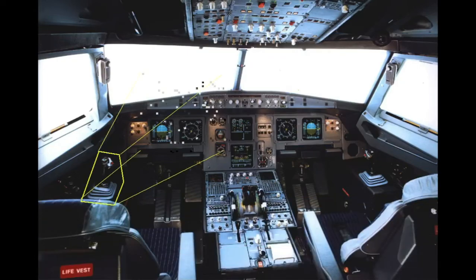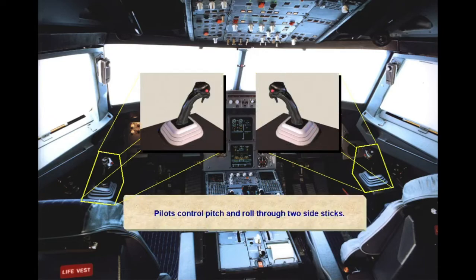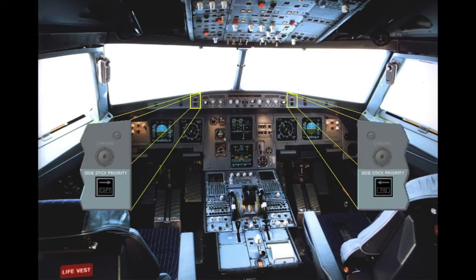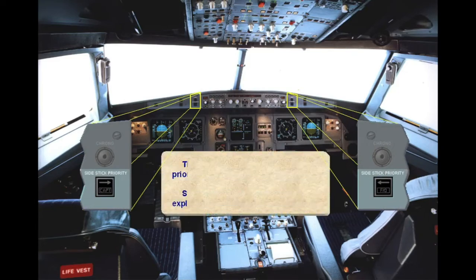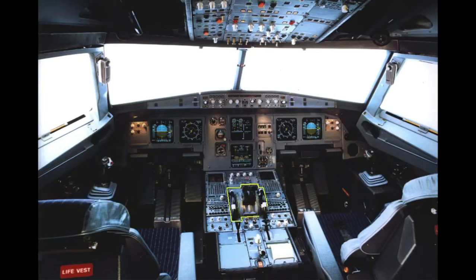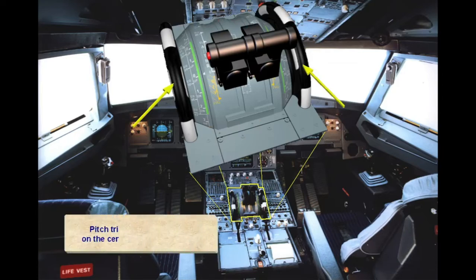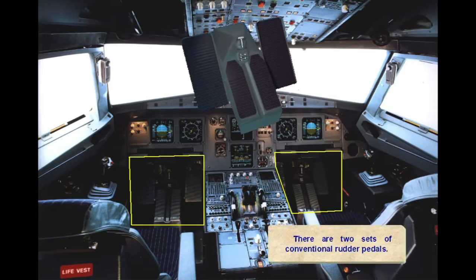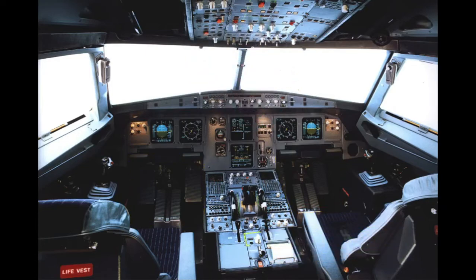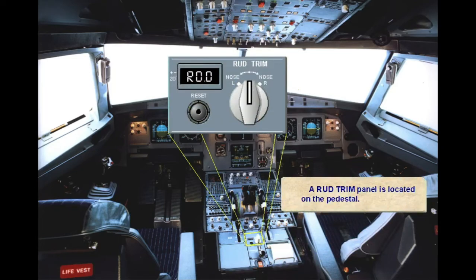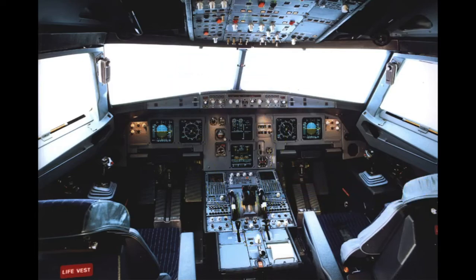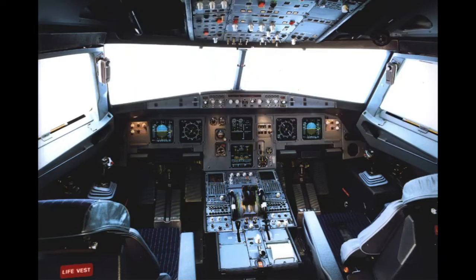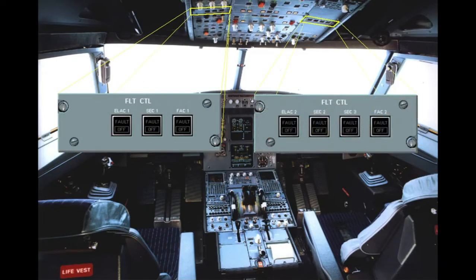Pilots control pitch and roll through two side sticks. There are associated side stick priority lights. Side sticks and priority lights will be explained in a separate module. Pitch trim wheels are located on the center pedestal. There are two sets of conventional rudder pedals. A rudder trim panel is located on the pedestal. A speed brake lever is located on the left side of the pedestal. In addition, there are two panels located on the overhead panel to control the flight control computers.